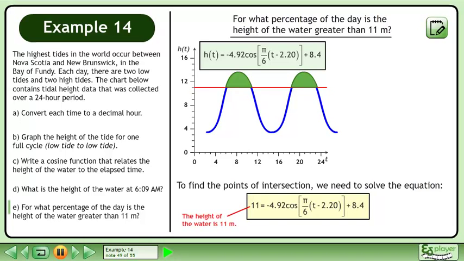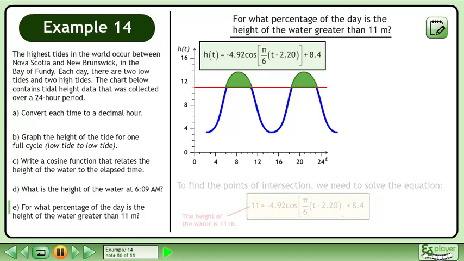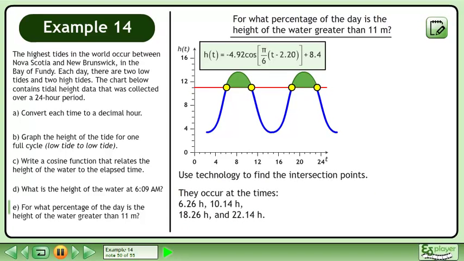To find the points of intersection, we need to solve the equation shown. The height of the water is 11 meters, so replace h(t) with 11. Use technology to find the intersection points. They occur at the times 6.26, 10.14, 18.26, and 22.14.